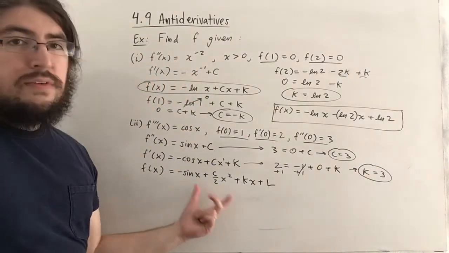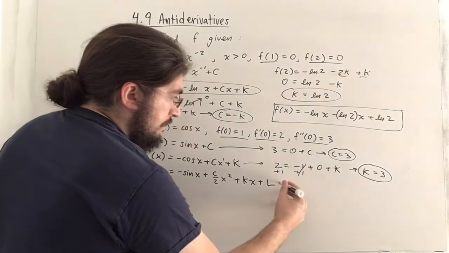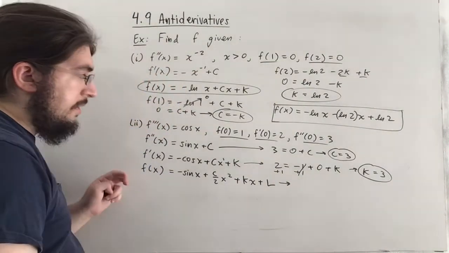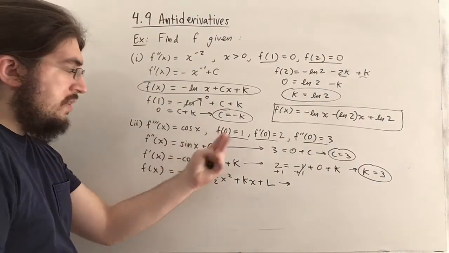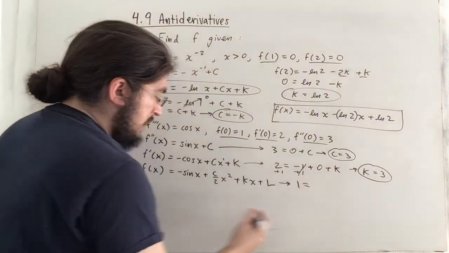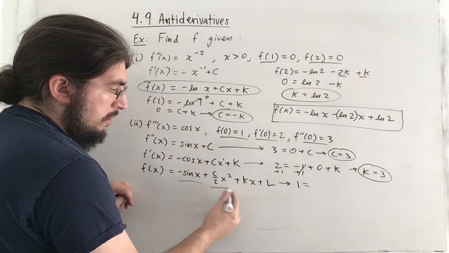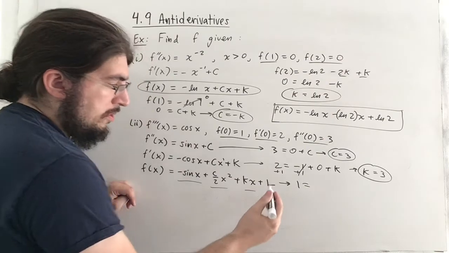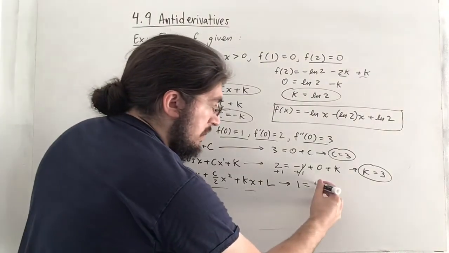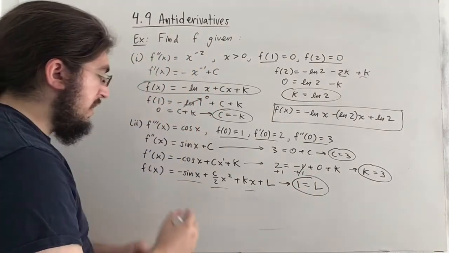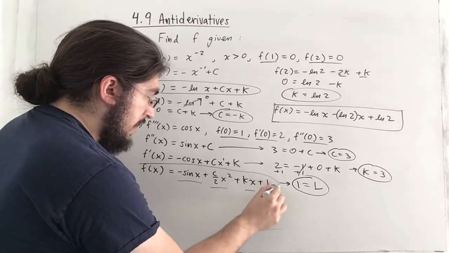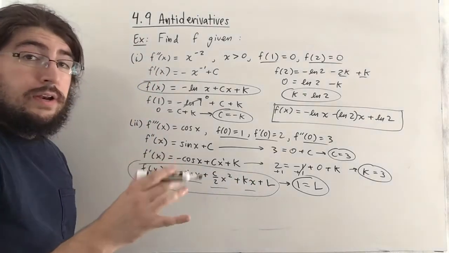And now finally for the last one, when we plug in 0, what's kind of nice here is that everything goes to 0. f of 0 is given to be 1, so we get 1 is equal to sine of 0, which is 0, 0 squared times anything is 0, 0 times anything is 0, so we just get 1 is equal to L. And now plugging things into our final function here, we're good.